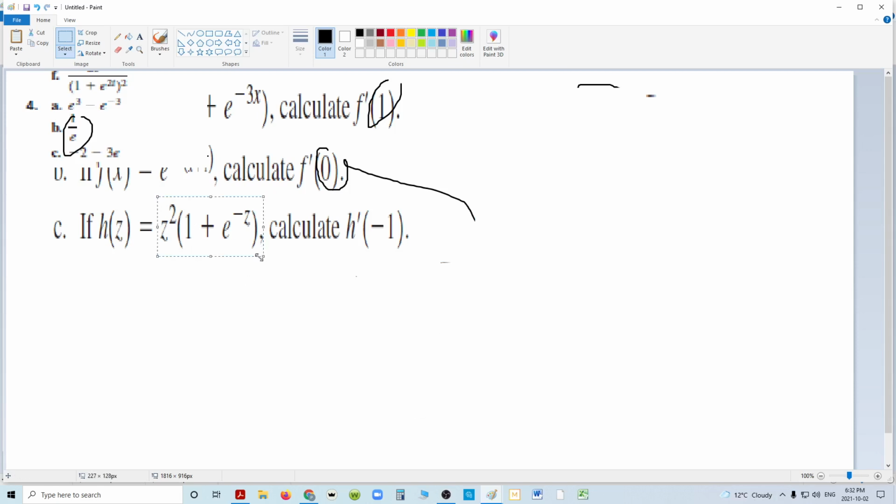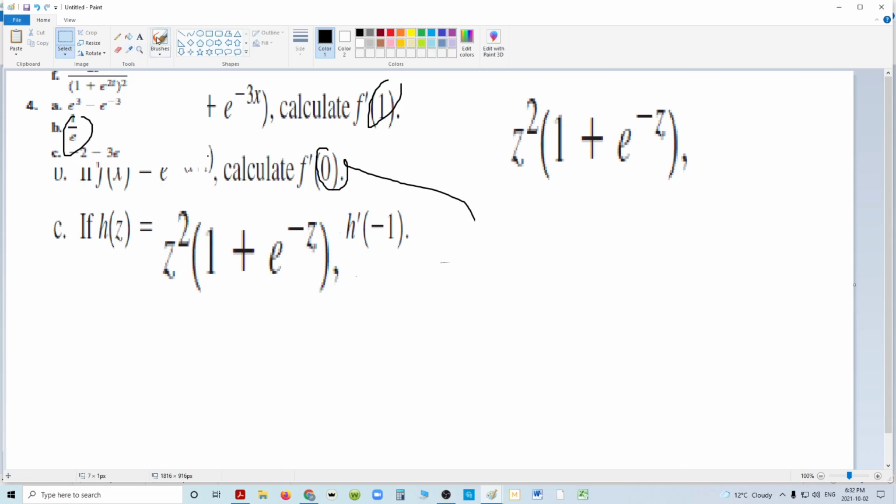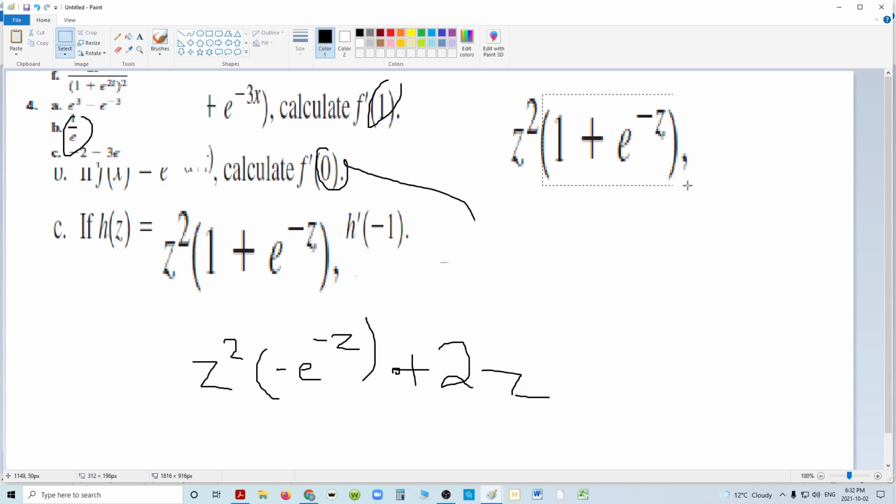This time they're talking about z, but it still doesn't matter what they're talking about. Here you have to use the product rule. Have to do z squared times the derivative of the interior, which is just going to be e to the minus z times the derivative of minus z, which is times minus e to the minus z. Then I have to add it to the product rule. And I have to take the derivative of this, which is 2z, and just multiply it by the function inside. Then I can replace the number with minus 1 everywhere I see z.